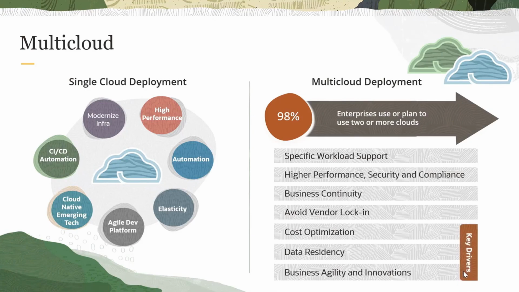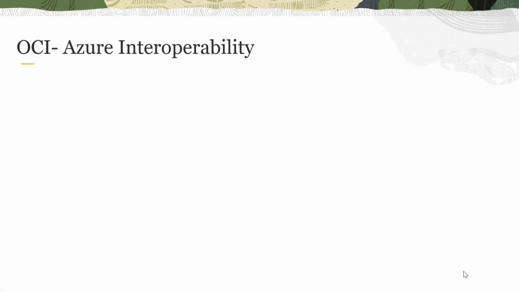The enterprise-wide survey revealed cost optimization and data residency as the top 2 benefits, followed by business agility and innovation. These are the key drivers for multi-cloud adoption. Let's talk about one of the multi-cloud strategies in the context of this course. Oracle and Azure have been in a strategic partnership for quite some time to provide cloud interoperability that allowed customers to build and deploy cross-cloud applications across Azure and OCI environments.